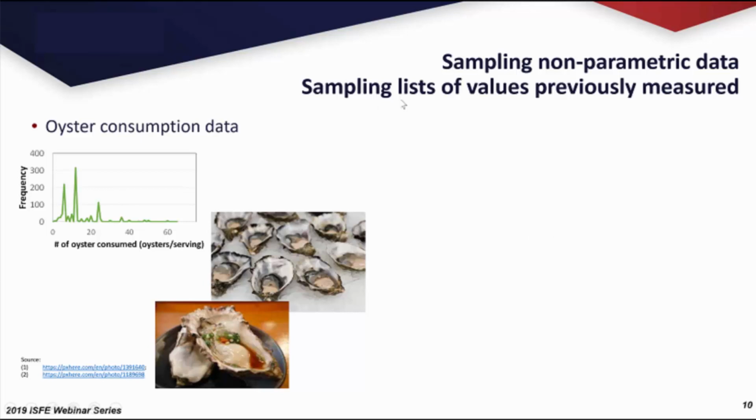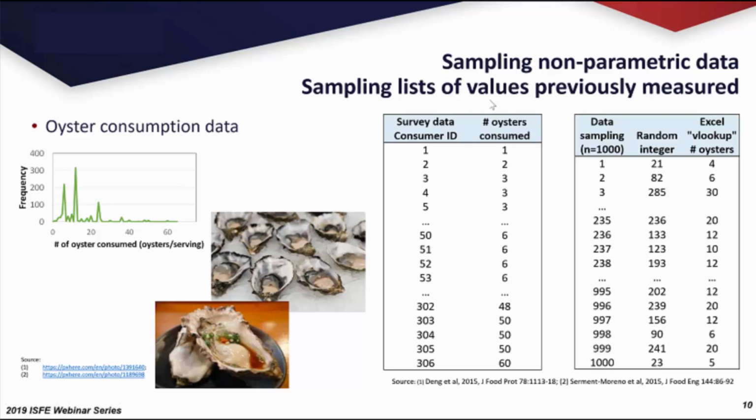The other case could be that you have data of historical values you've previously measured, or whatever property: microbial load, vitamin content, moisture content, whatever data. You have lists of data and you would like to sample that. So in the case of the oyster consumption data, this is what we have. We have 306 consumers that we've asked how many oysters they've eaten. And so consumer 1 ate 1.